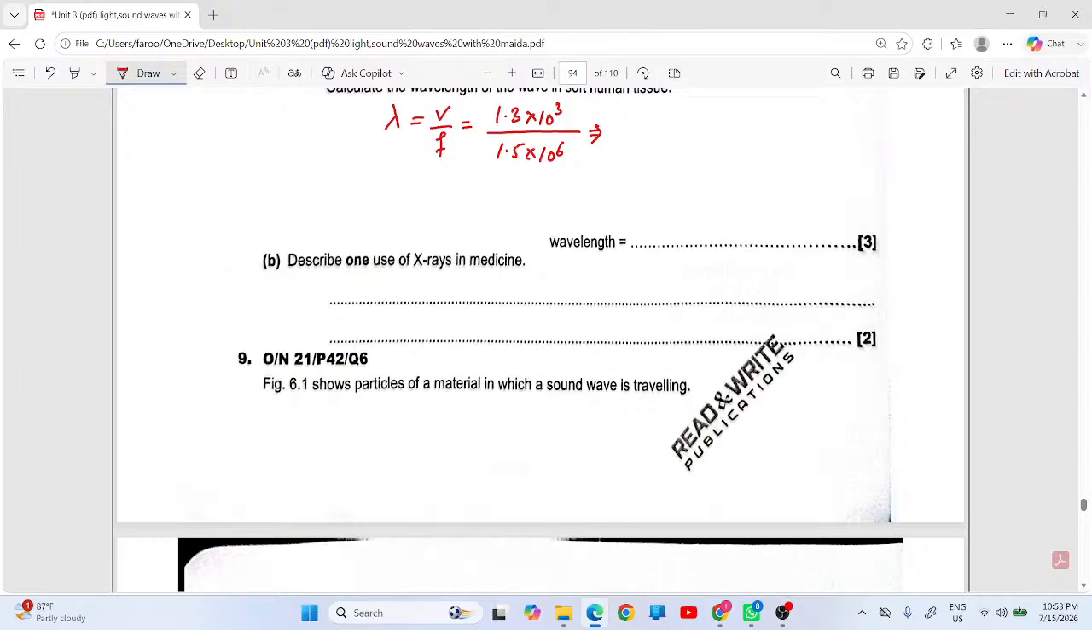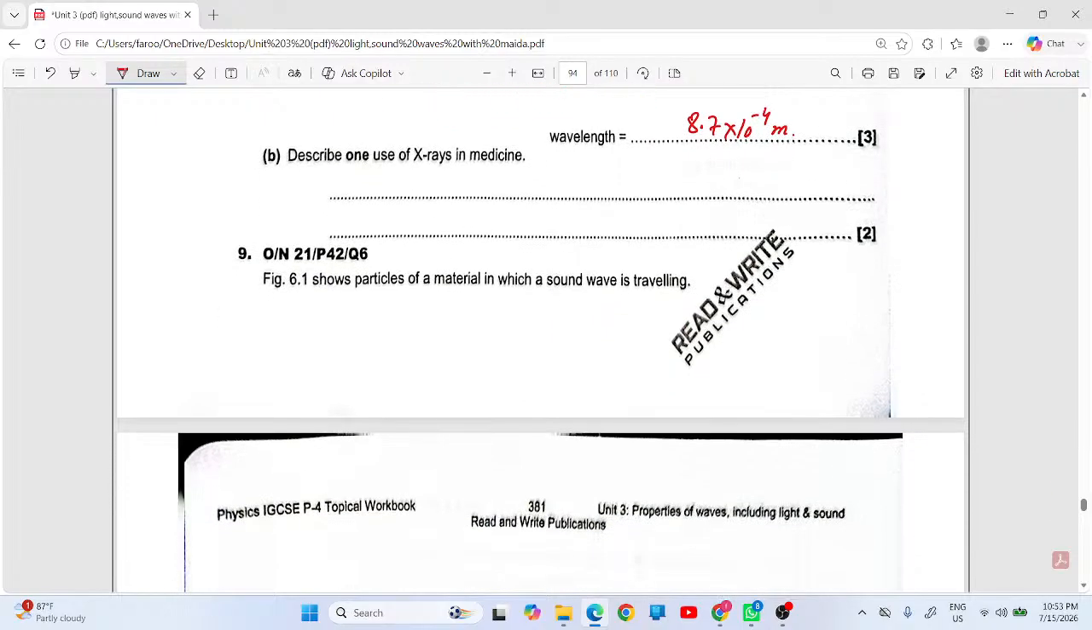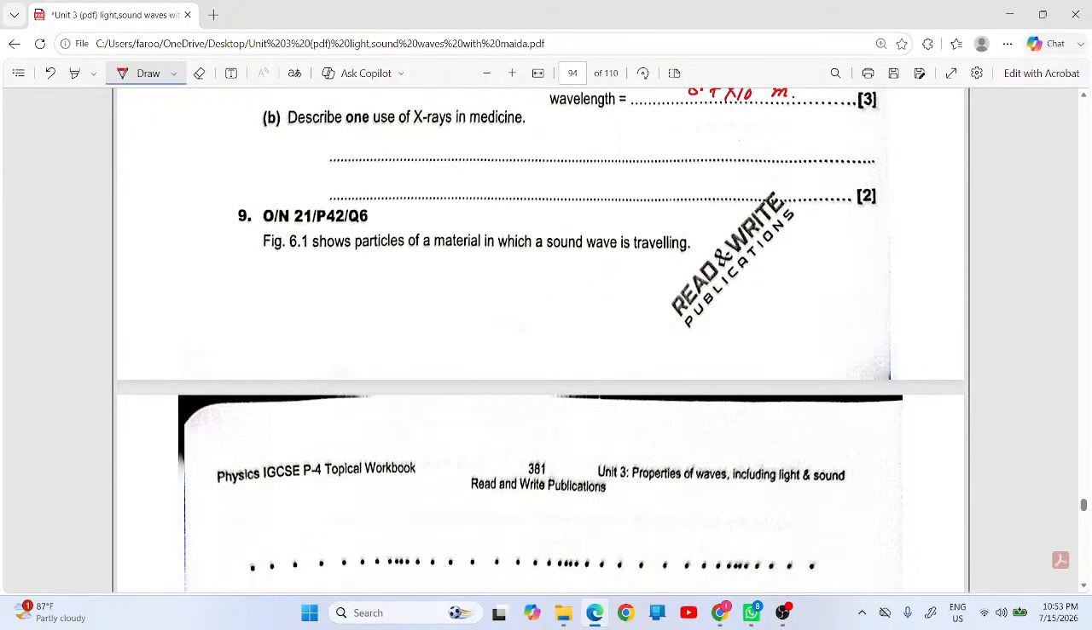0.000866. How many zeros? मैं ऐसे लिखता हूँ, 1, 2. 8.66 × 10 to the power minus 4.